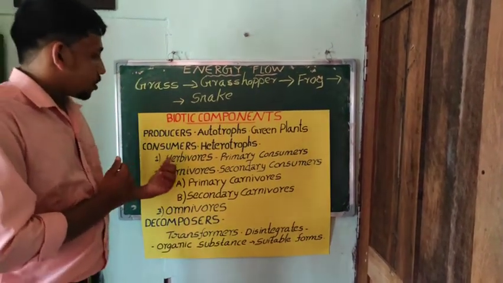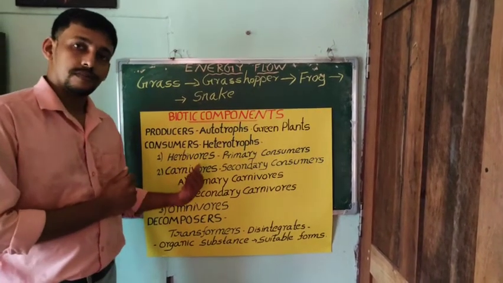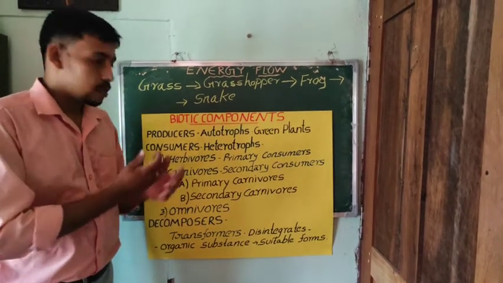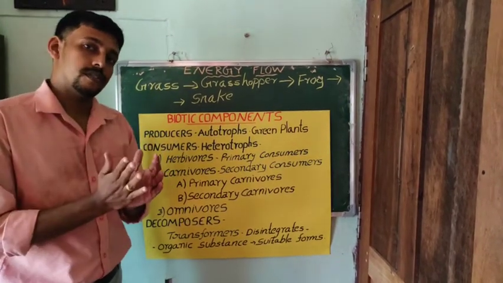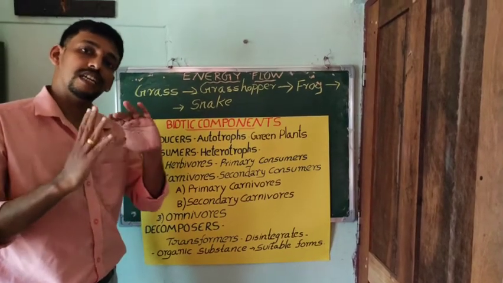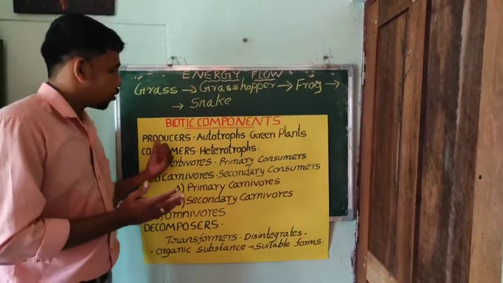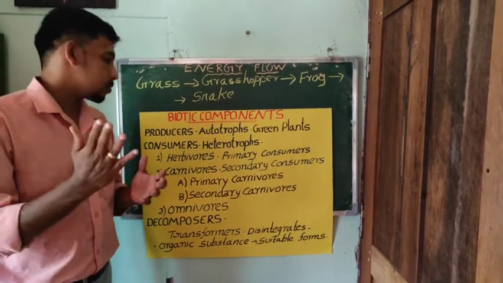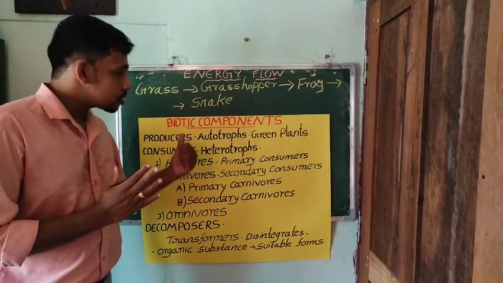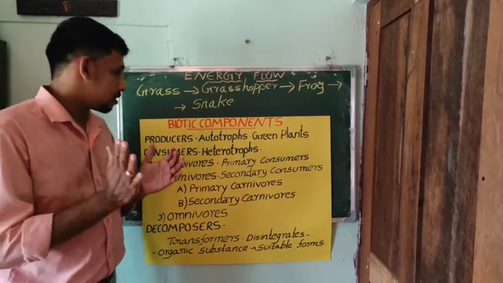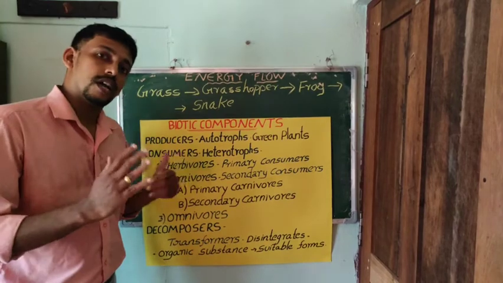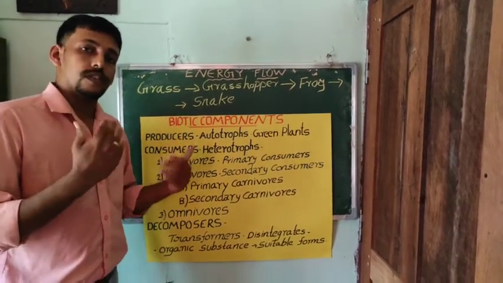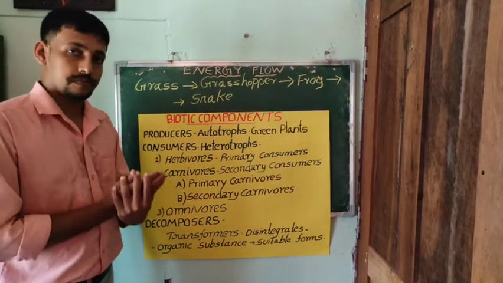Then the next one is the consumers, otherwise known as heterotrophs. These are organisms which completely depend upon the producers, or the autotrophs, for their food. So they are known as the consumers or heterotrophs. All animals come under this group, the consumers. They depend upon the producers for their energy, for their food.